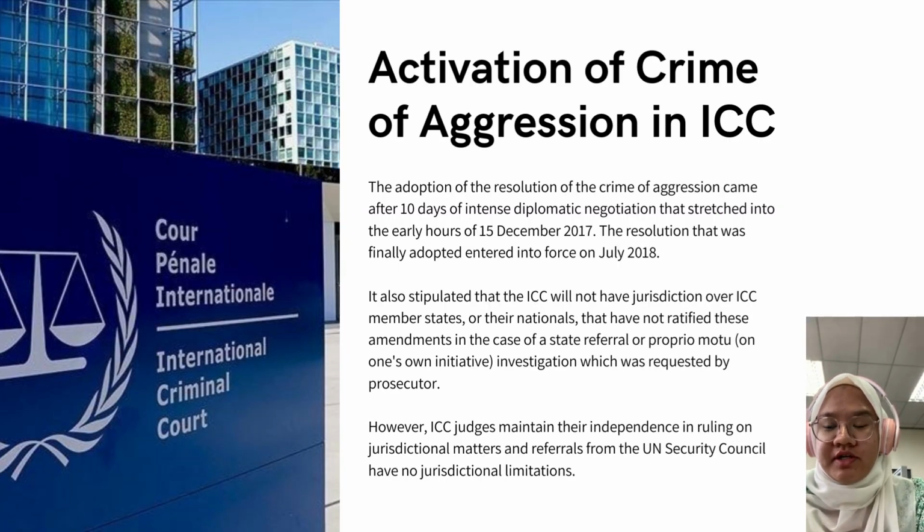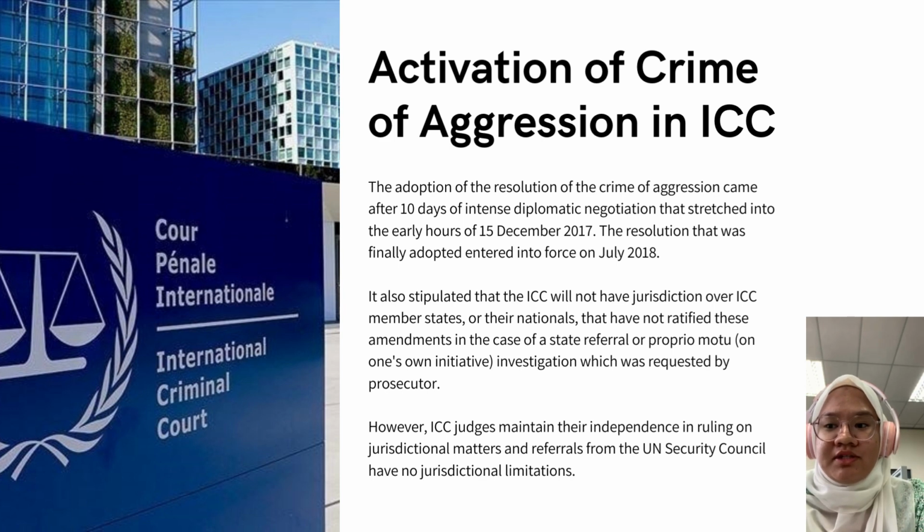Activation of crime of aggression in the ICC. The adoption of the resolution on the crime of aggression came after 10 days of intense diplomatic negotiation that stretched into the early hours of 15 December 2017. The resolution that was finally adopted entered into force in July 2018.